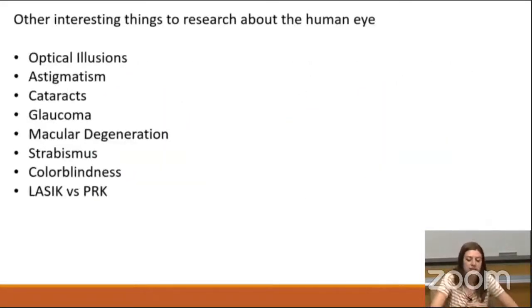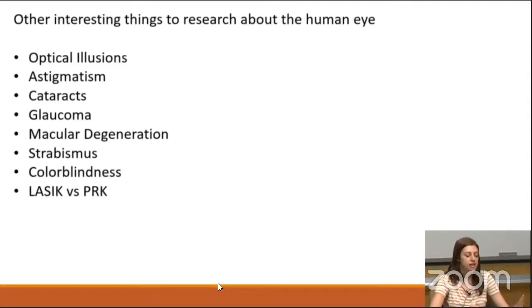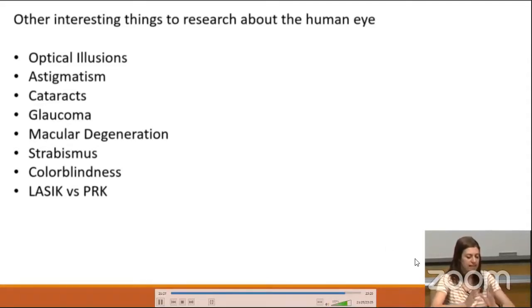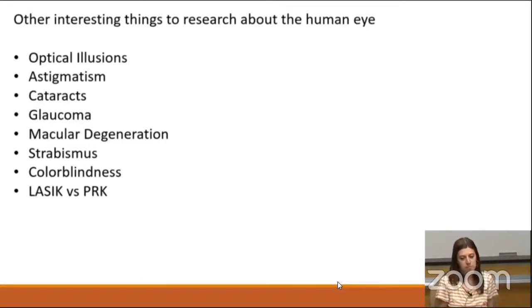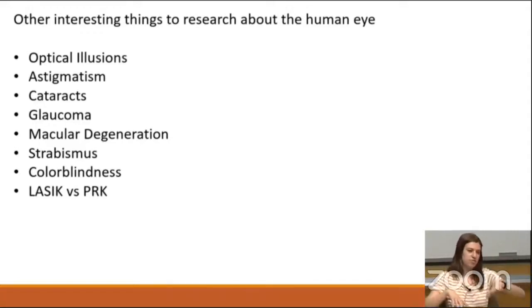Okay. And there are some other interesting things to research about the human eye. If this demo has inspired you to do more research, these are some really interesting things to look at, like optical illusions. A lot of optical illusions trick your brain into thinking that things are there or things aren't there. Because remember I was talking about how your brain can fill in the gaps. Like if you see a bunch of stripes and then you can't see behind the stripes, you'll assume that the spot that you can't see is full of stripes.